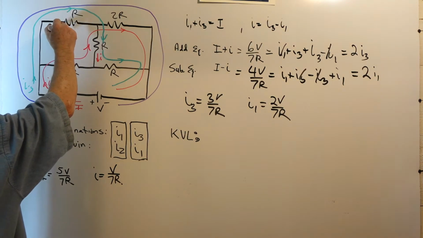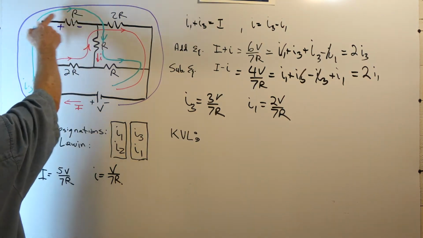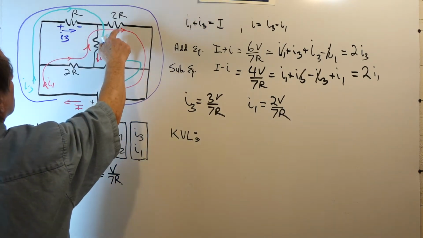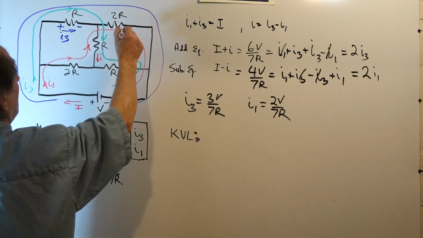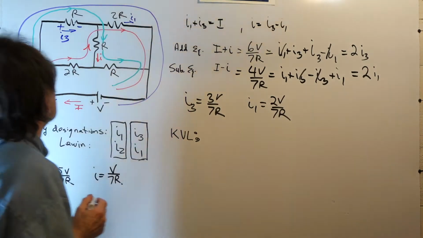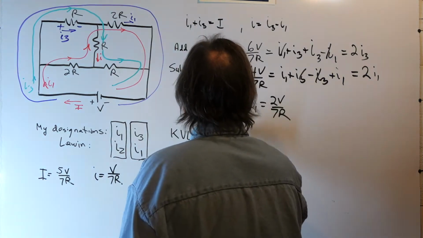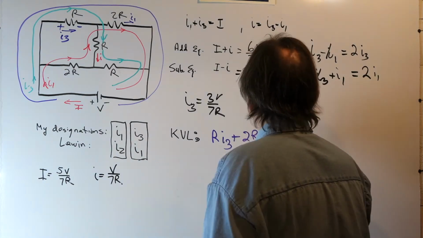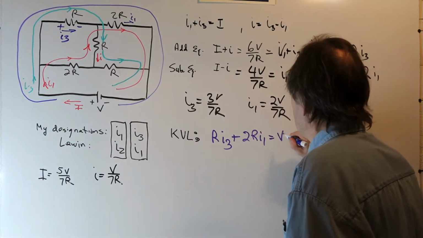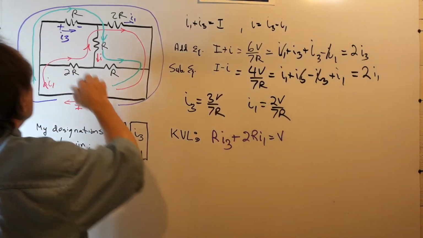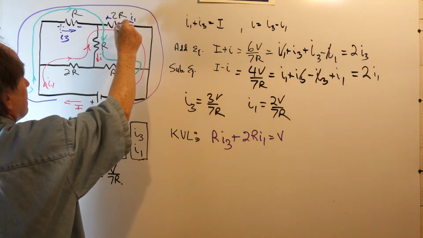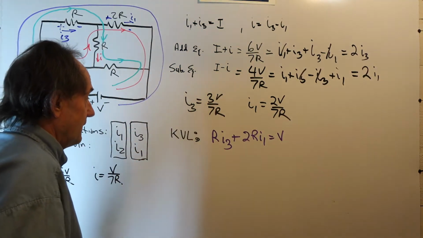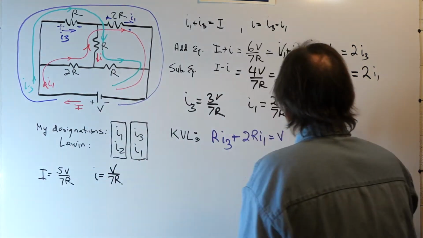We first encounter R, and what current is flowing through R? I3 is flowing through R. And what's flowing through this resistor? It's just I1. So, summing the voltages, we have R times I3 plus 2R times I1, and that is equal to V. Using Kirchhoff's voltage law, we'd have this voltage plus this voltage minus V, and I'm just bringing V over to the right-hand side. So, let's put in our values.